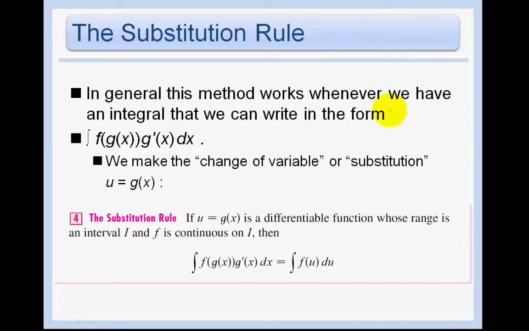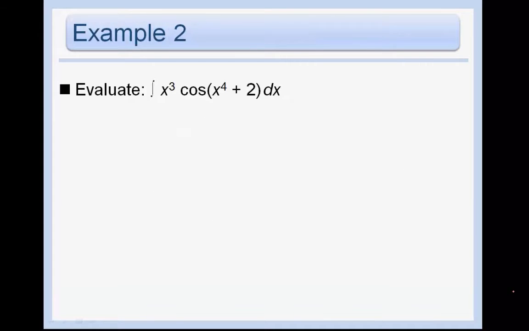In general, this method works whenever we have an integral that we can write in the form f of g of x times g prime of x. So this is just a chain that we have, and we are going to undo it. What pops out at you that might be our u? Hopefully this is popping out at you. Let's try it. Doesn't always work, but let's try it. Let's let u be x to the 4th plus 2. Well, then du would be 4x cubed dx. Do you see a 4x cubed dx in this?